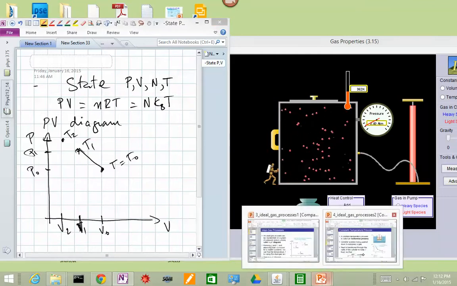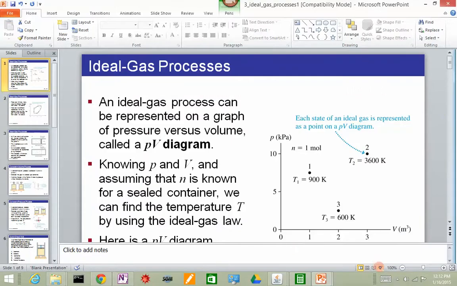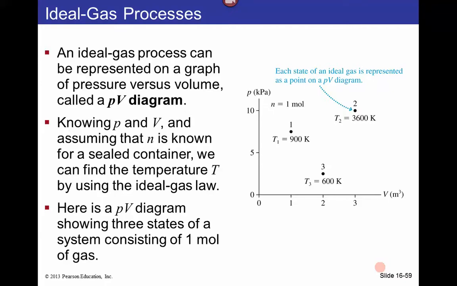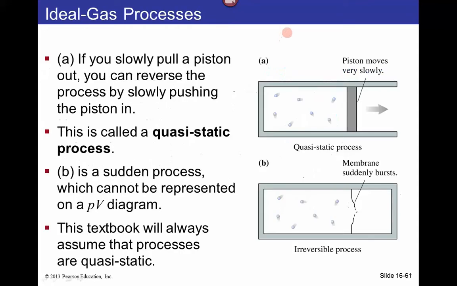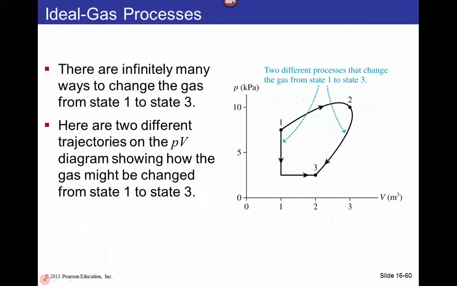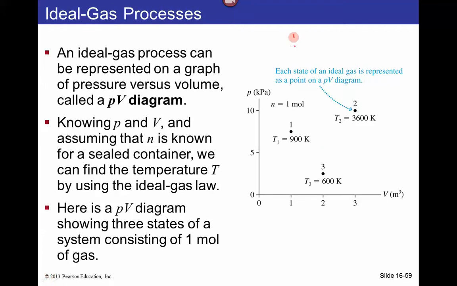So let's go to the slide here. An ideal gas process is what you get when you change one of the thermodynamic variables. When you change P, V, or T. Remember, N is fixed. So for instance, here we can go from this initial state where we have this volume and this pressure and this temperature to this state and then come back here, and these are processes. And this is our PV diagram.